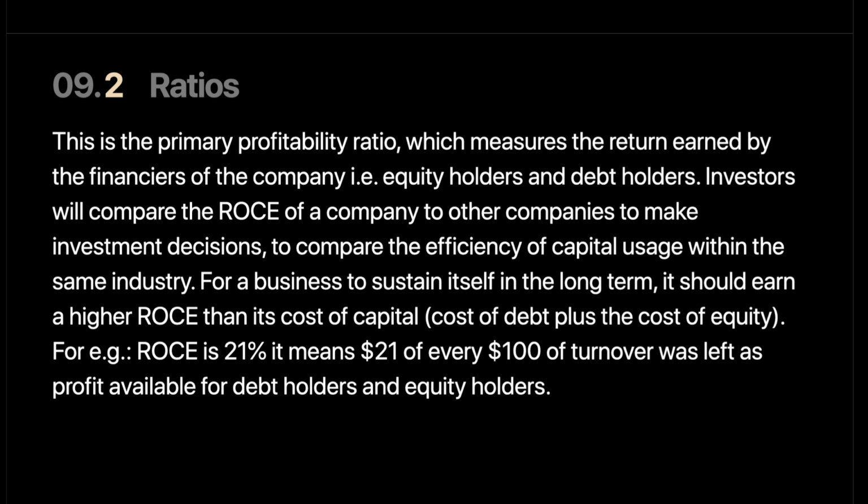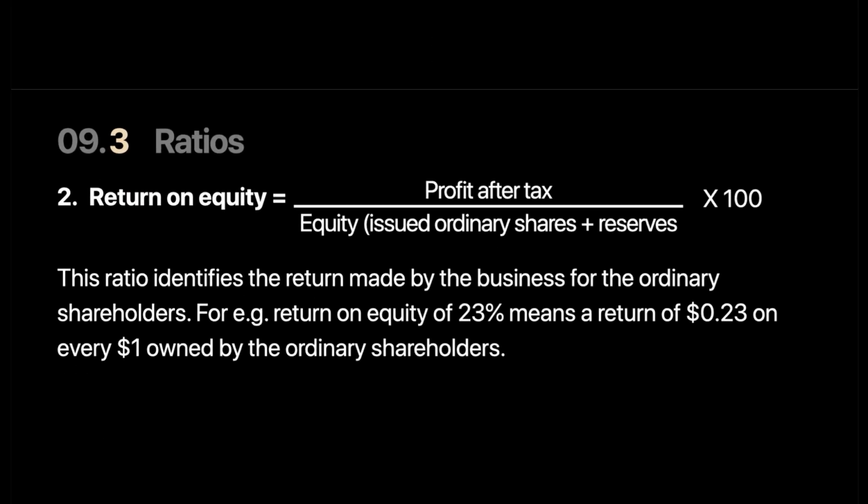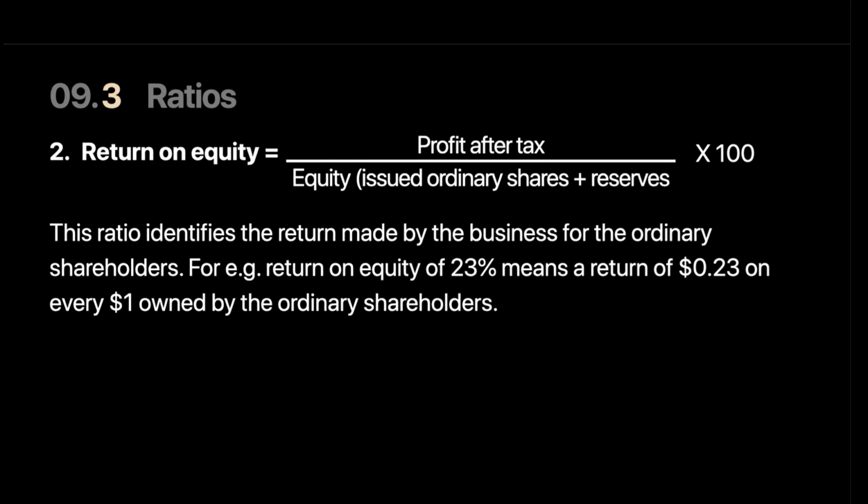We can also calculate the return just for the equity holders or the shareholders. For that, we'll use return on equity. This ratio is for the owners. This is profit after tax. That's the profit after the firm has paid interest to the debt holders and paid tax to the government. This profit figure goes to the shareholders.